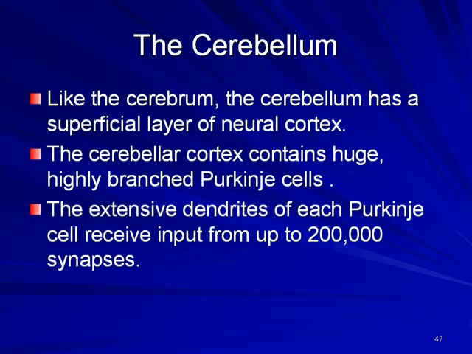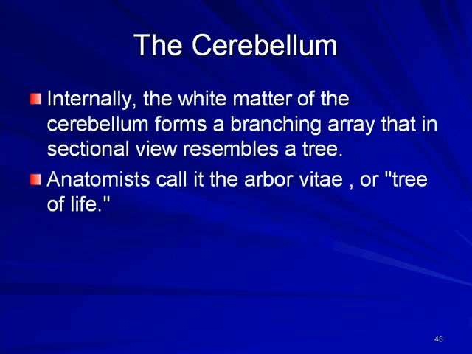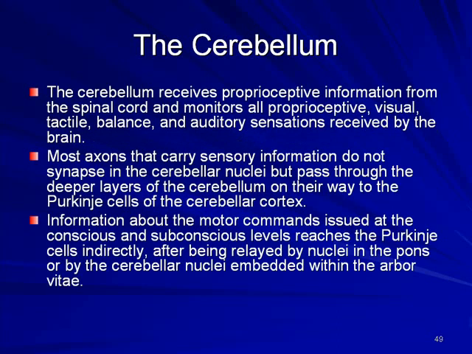Similar to the cerebrum, the cerebellum has a superficial layer of neural cortex, extensive dendrites and Purkinje cells that receive input from over 200,000 synapses. So it's a very busy area in the brain. Internally, there's white matter, gray matter. It forms a branching array of sectional areas, and we're able to see that on that previous slide that showed the sectional view of the cerebellum. Anatomists have called this basically the tree of life.